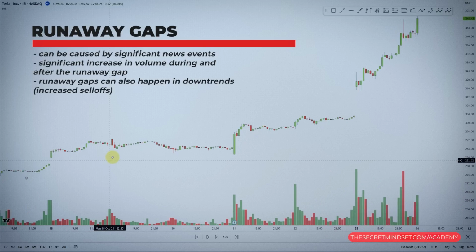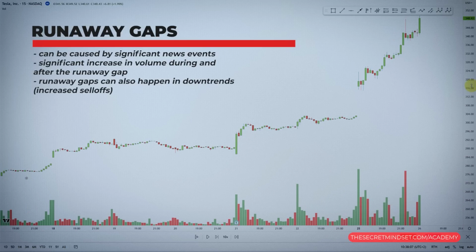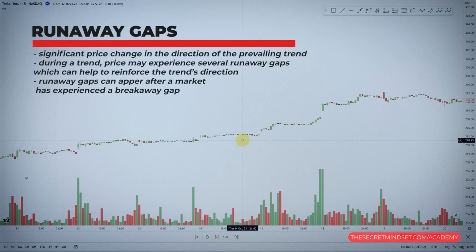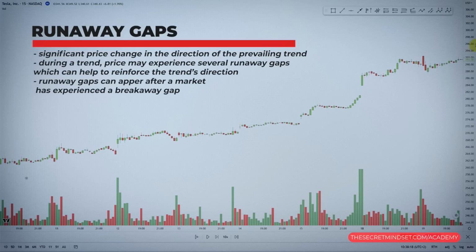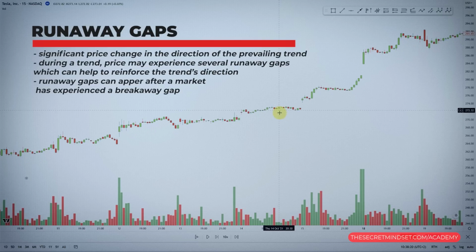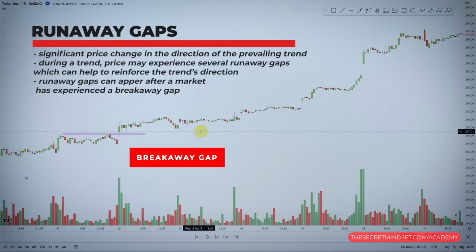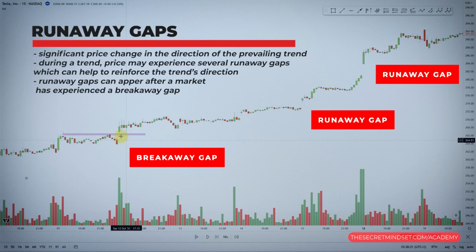Runaway gaps can also happen in downtrends. This usually represents increased sell-offs. This type of gap occurs during strong bull and bear moves and is characterized by a significant price change in the direction of the prevailing trend. During a trend, price may experience several runaway gaps, which can help to reinforce the trend's direction. And it's not uncommon for runaway gaps to occur after a market has experienced a breakaway gap.